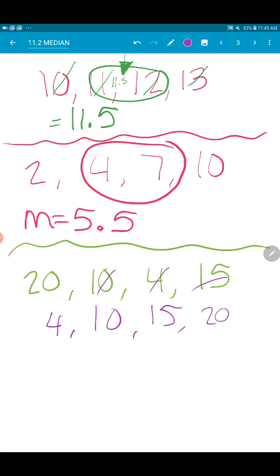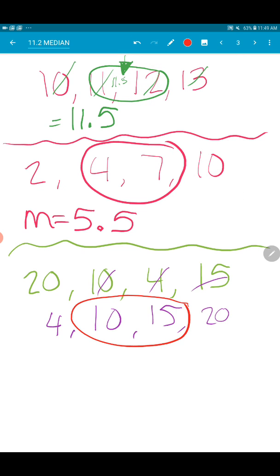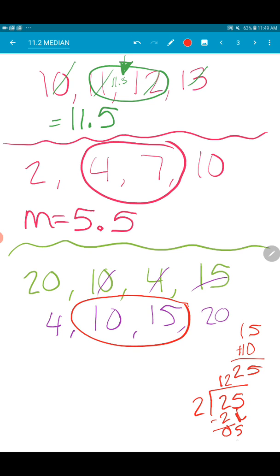So my two middle numbers are 10 and 15. I add 15 plus 10, and I get 25. Now I do 25 divided by 2. 2 goes into 2 once. 2 goes into 5 twice, which is 4. Add my decimal and 0, bring my decimal up. 2 goes into 10 5 times. So my median is 12.5.